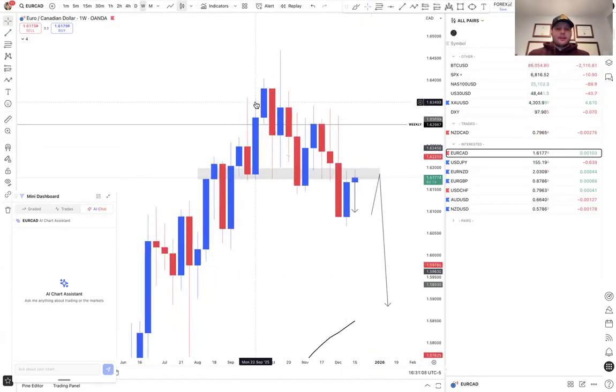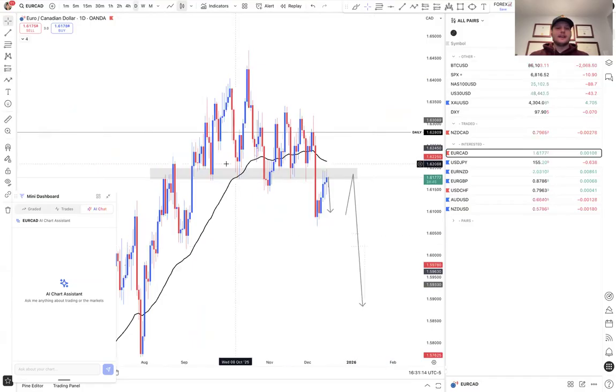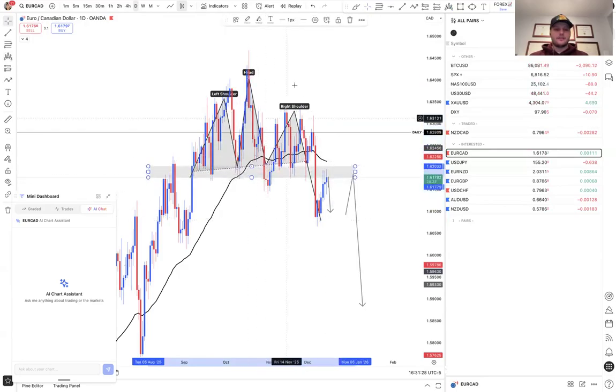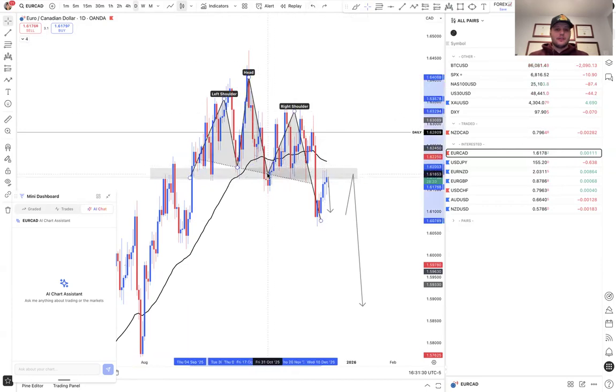Weekly time frame created this double top, this head and shoulders, broke underneath, and retested the neckline. Same thing with the daily time frame. Clean head and shoulders right here. So this would be the shoulder, this would be the head, the next shoulder right here, broke, retested. I mean, not as clean as I could have drawn it, but you guys get the idea. That's your head and shoulders, break, retest to sell.